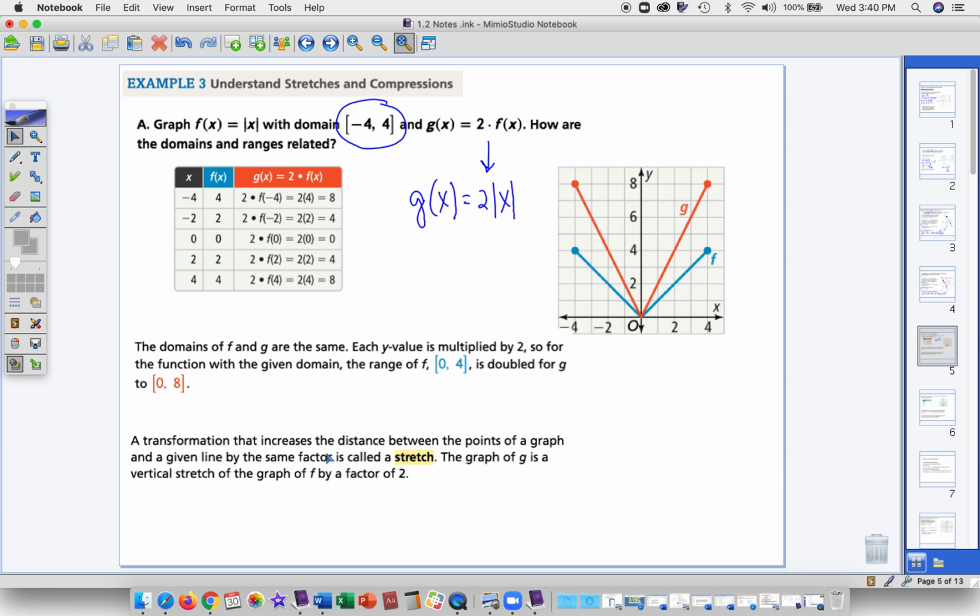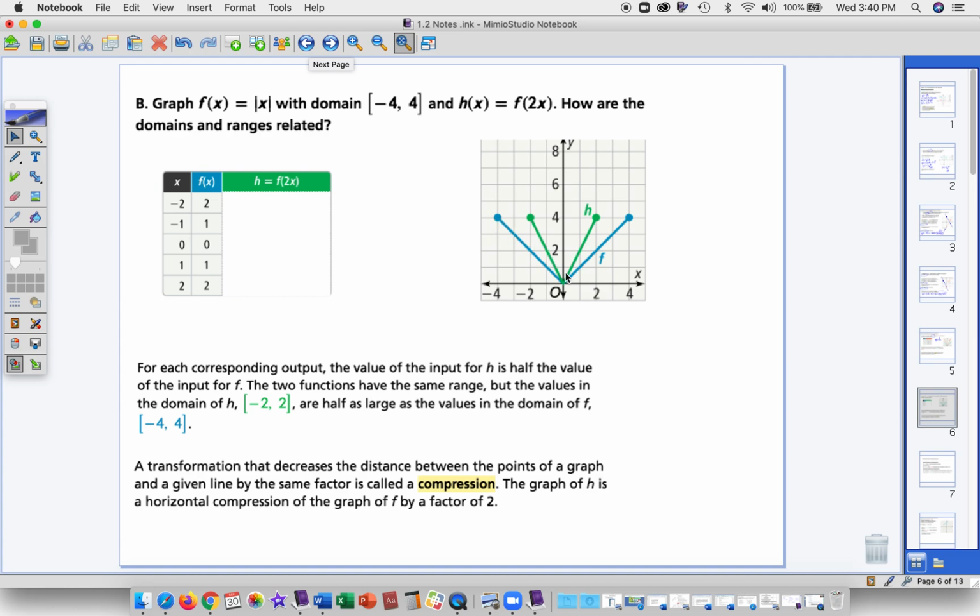So a transformation that increases the distance between the points of a graph and a given line by the same factor is called a stretch. So this is a vertical stretch, okay, by a factor of 2.